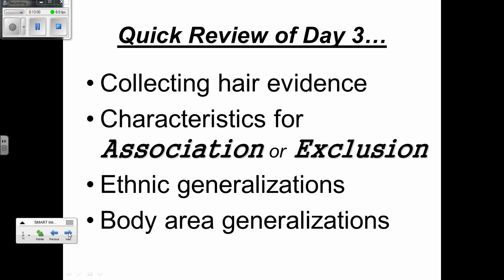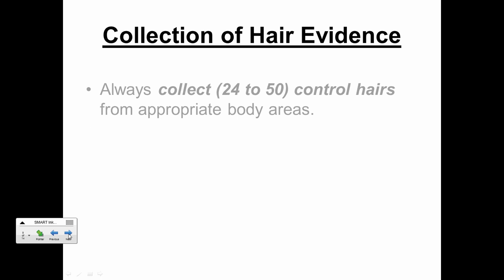All right, so then we spent time the other day talking about how we collect hair evidence. We use it for association and exclusion purposes only. We can't say it's a match. We talked about some of the ethnic generalizations, and we talked about some of the different areas of the body where the hair originates from as well. So when we collect hair evidence, remember we have to collect 24 to 50 controls for doing the analysis.